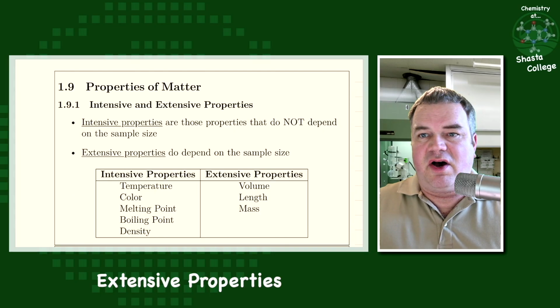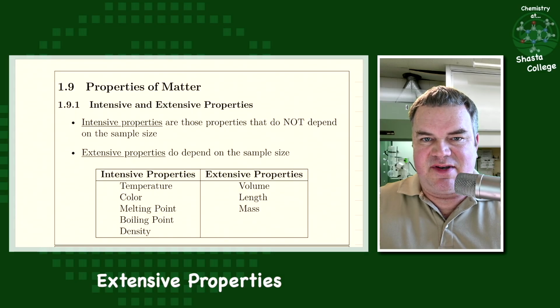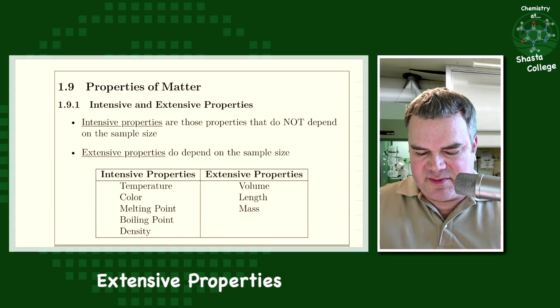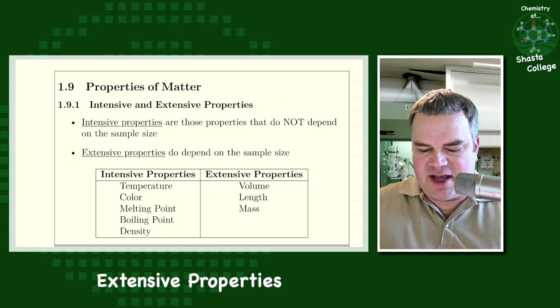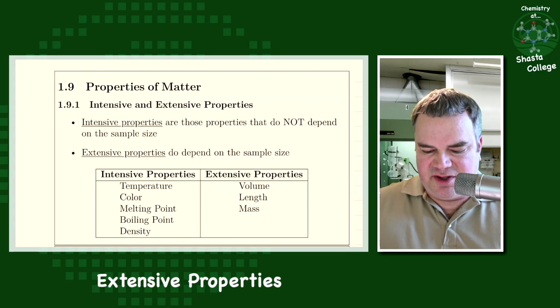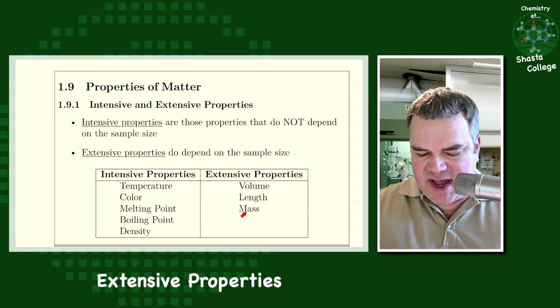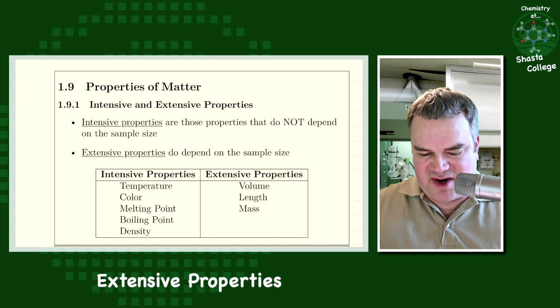So volume of water would depend on the amount. 10 grams of water is going to have a different volume than 20 grams. Length, like a 10-inch cast iron pan is going to have a different length than like an 8-inch cast iron pan. So with less material in there, it's going to be a shorter length. Mass, same thing. 10 grams obviously is a lower mass than 20 grams of water.